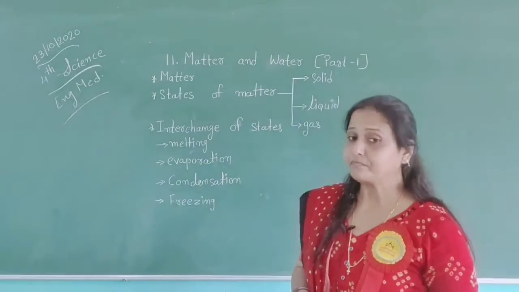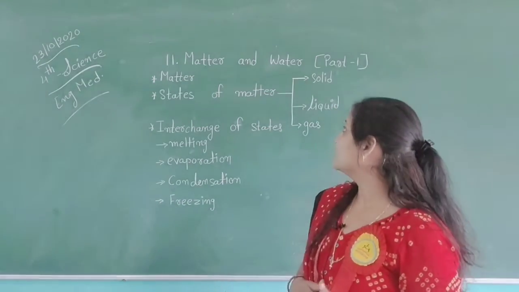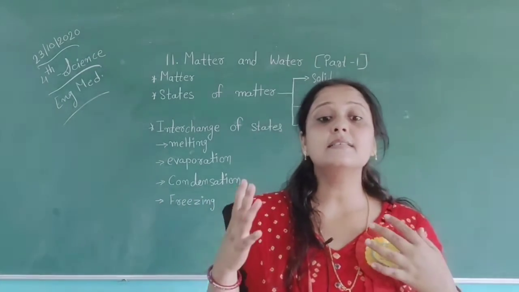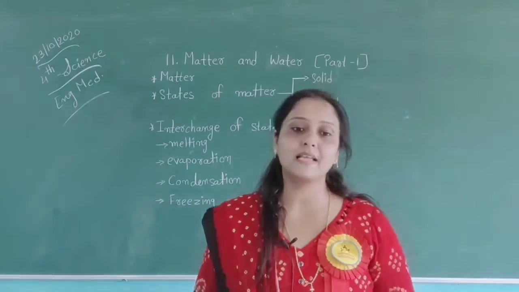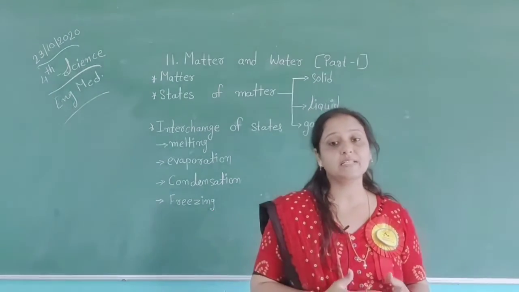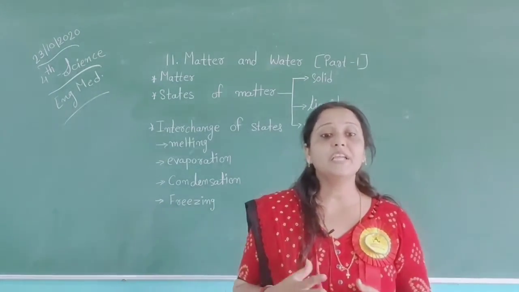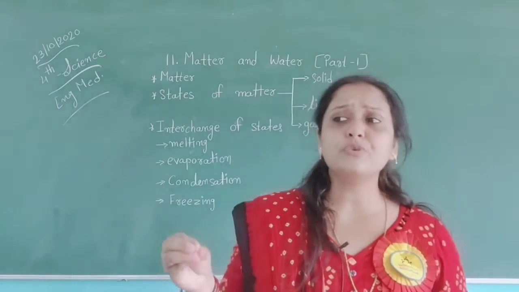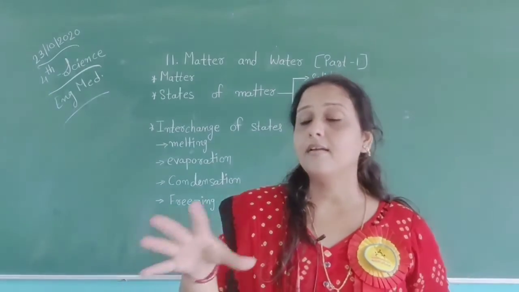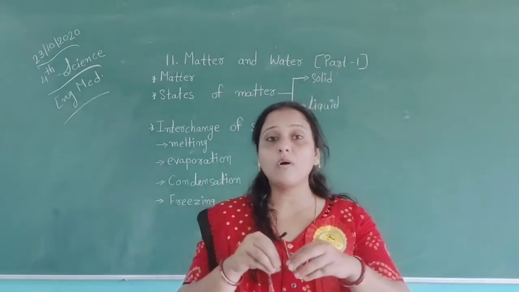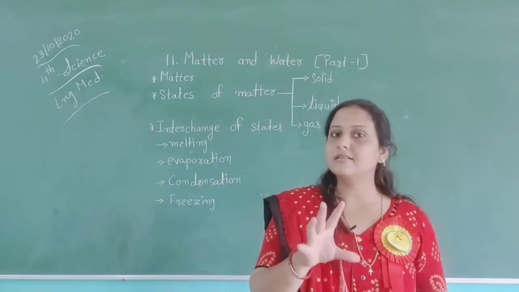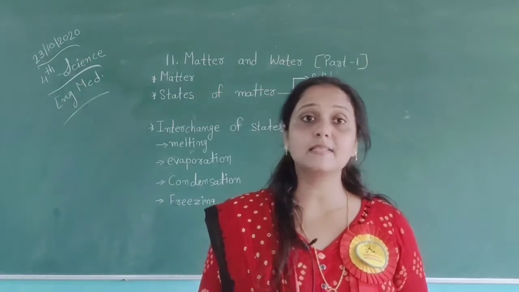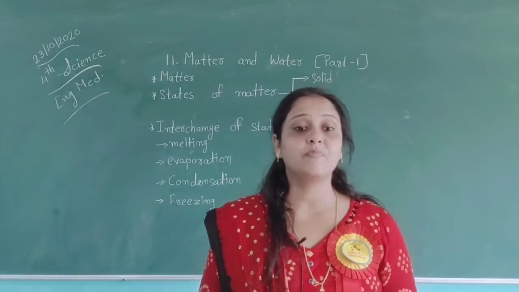In this chapter they tell us about matter and water. Anything that has mass and occupies space, all these types of things are called matter. Everything in this universe is a type of matter. For example, if you put anything on a surface, this thing will occupy space. All things which occupy space are called matter.